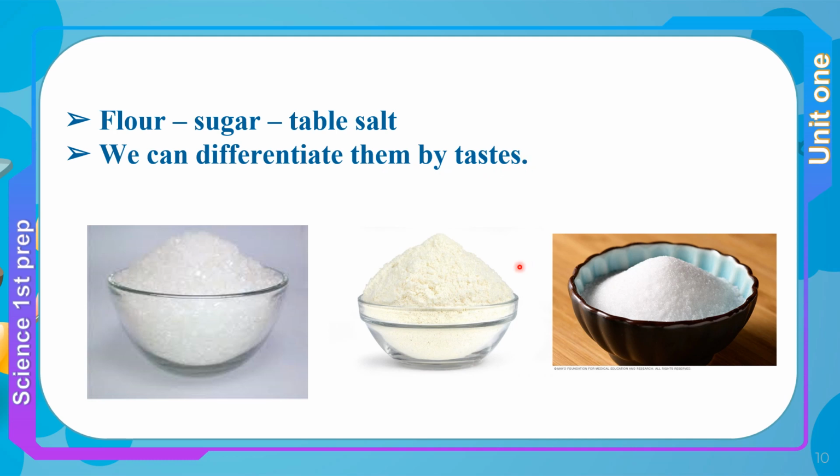So I use my five senses to differentiate between things. Okay, this is what? Matter. Perfect, because it has mass and volume. And this is what? Matter, because it has mass and volume. And what is this? Matter, because it has mass and volume. So we can differentiate between flour, sugar, and table salt by taste.